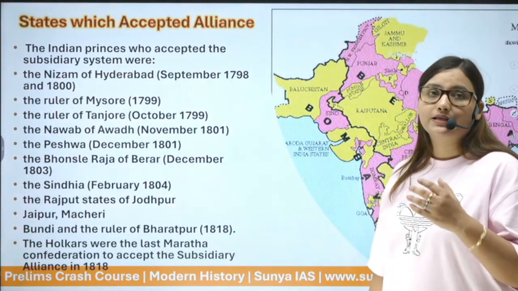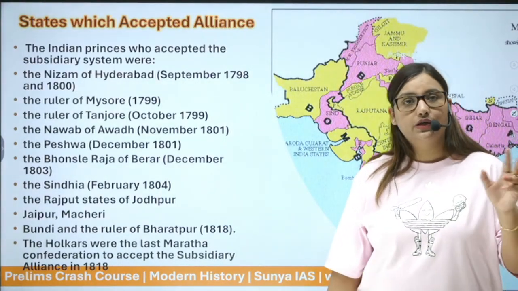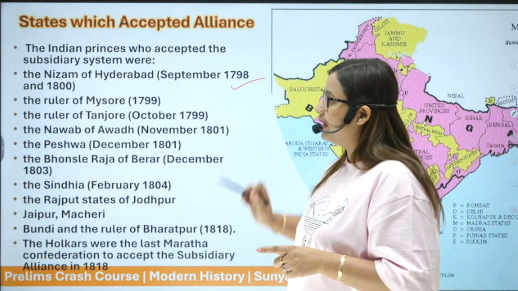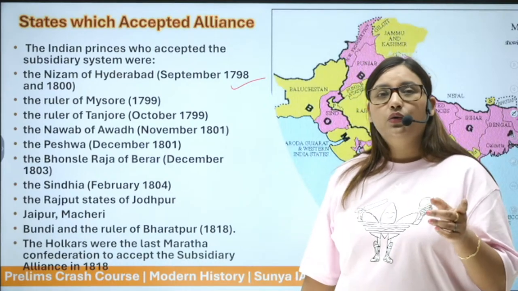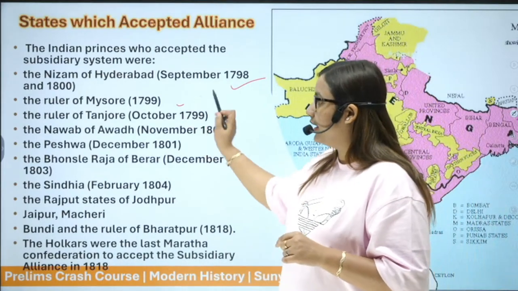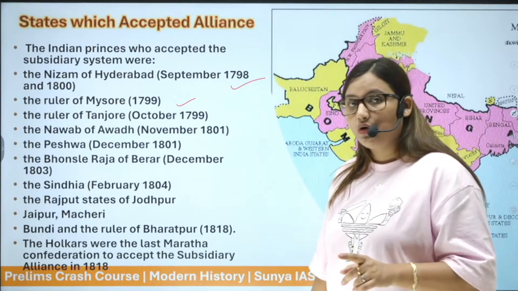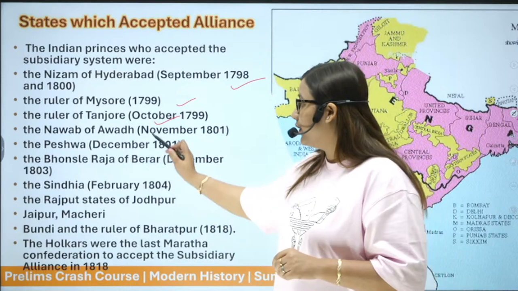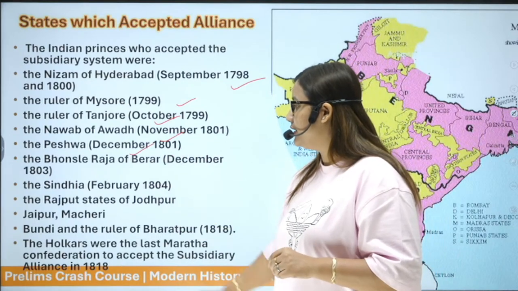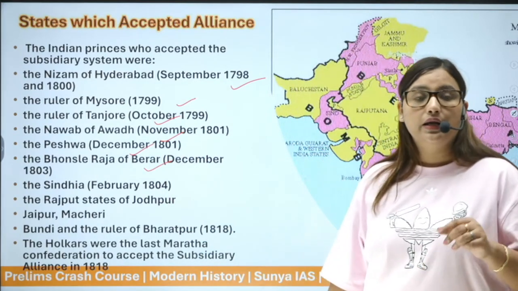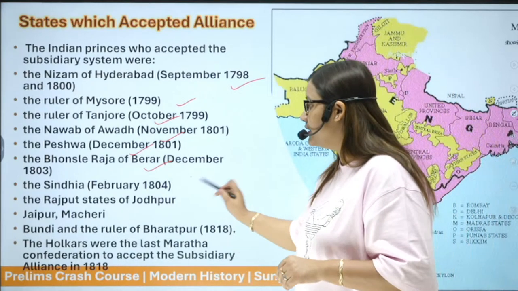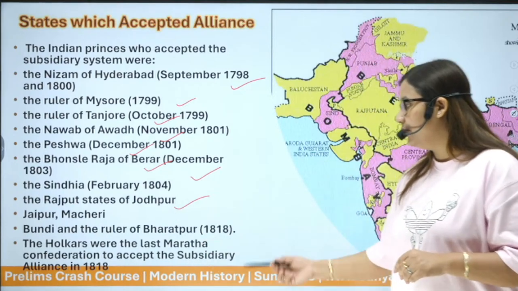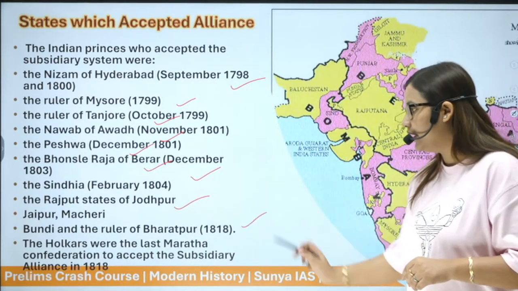Many territories accepted subsidiary alliance, and there was a question in PYQ. So the Nizam of Hyderabad, September 1798 and 1800. The ruler of Mysore in 1799 after killing Tipu Sultan. The ruler of Tanjore in October 1798. Nawab of Awadh in 1801. Peshwa in 1801. Bhosle, Raja of Berar in 1803. Sindhia in 1804. Rajput states of Jaipur, Jodhpur, Macheri, Bundi, and the ruler of Bharatpur in 1818.